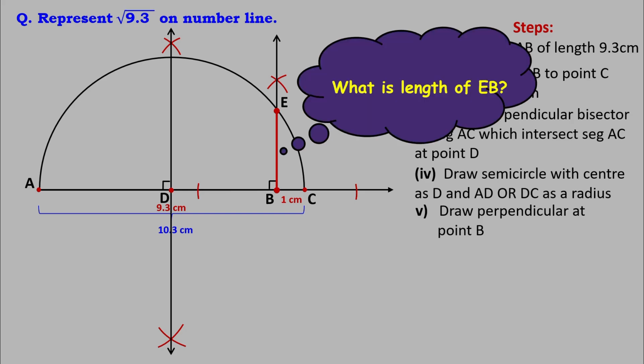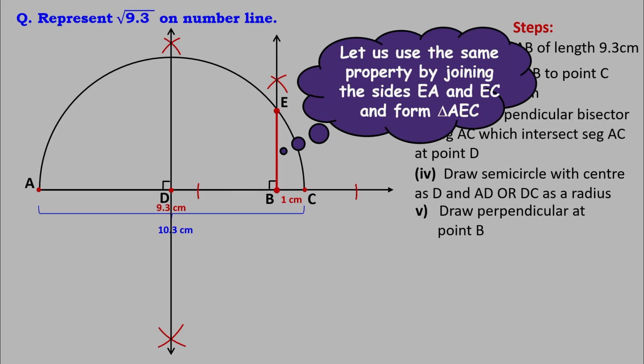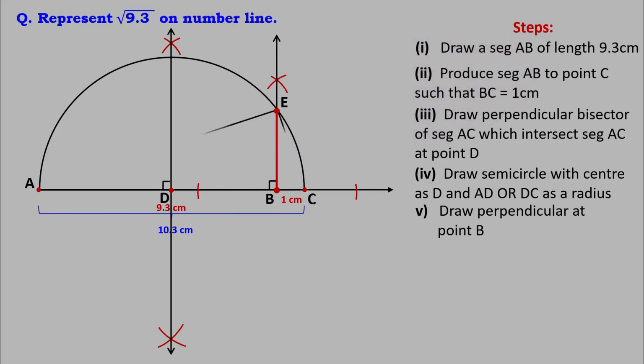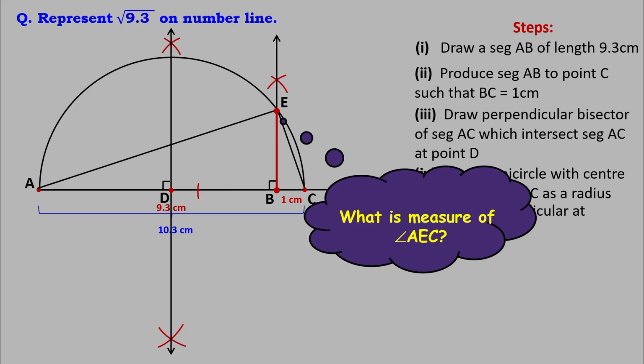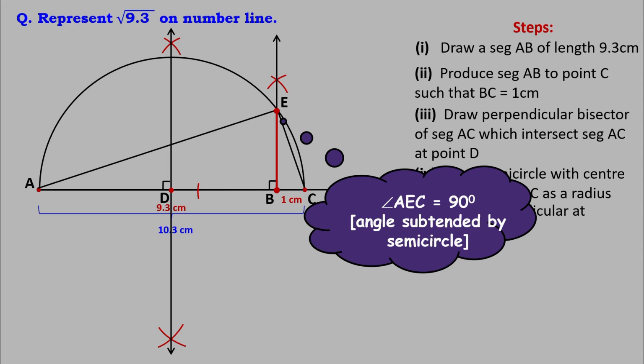Now what is the length of this EB? So this is root 9.3. Now how? Let us use the same property by joining the sides EA and EC and forming triangle AEC. This is what we explained earlier using the property of geometric mean. So what is the measure of angle AEC? That angle is 90 degrees, the angle subtended by the semicircle.